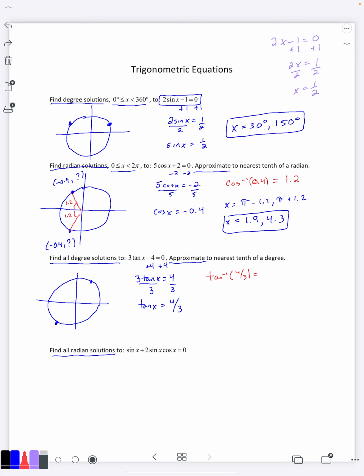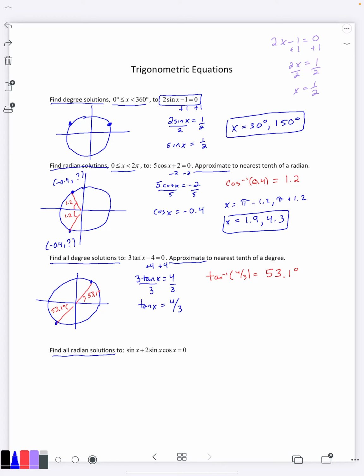This time I want to make sure my calculator is in degree mode, because they specify in this problem to use degrees. And if I put this in my calculator and round it, I get 53.1 degrees. Now that is the reference angle, and that's also the reference angle in quadrant 3 here.